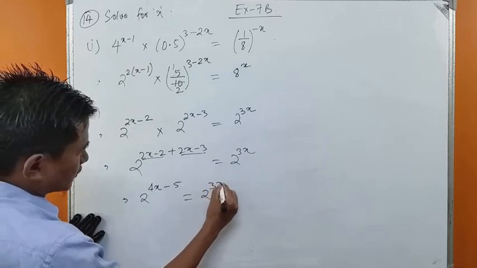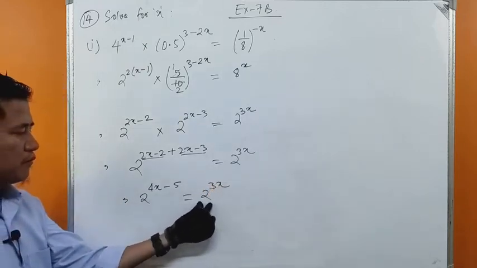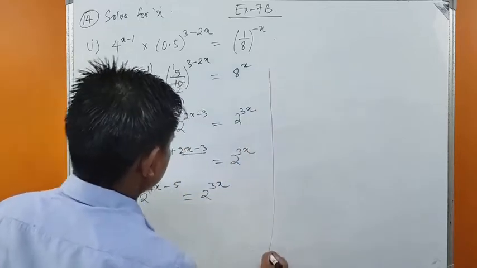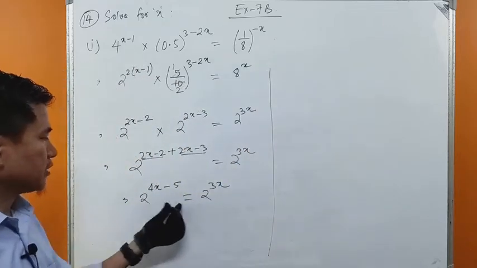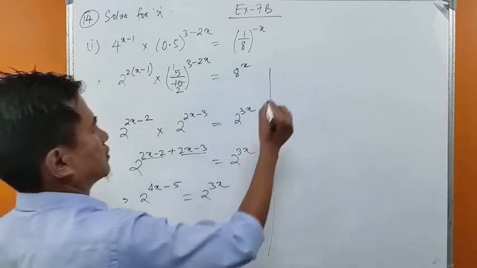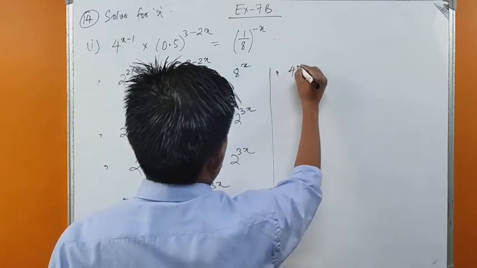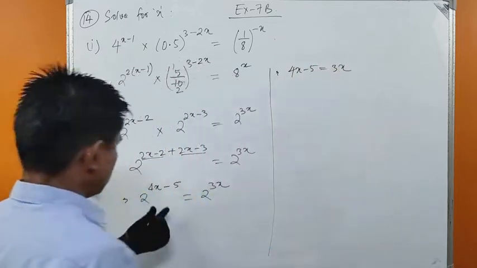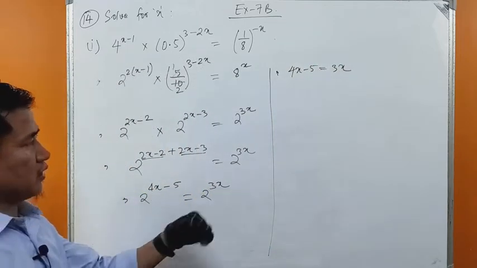So 2 to the power 4x minus 5 equals to 2 to the power 3x. Now 2 and 2 same base, equal base, means power should be equal. So 4x minus 5 equals to 3x.